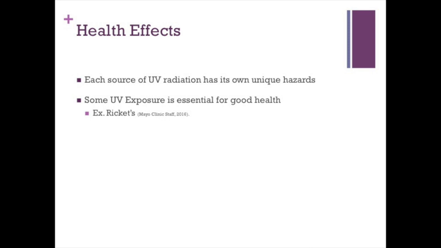If babies are not exposed to enough sunlight, they can develop a syndrome called rickets. Rickets is caused from extreme vitamin D deficiency and softens the growth plates at the end of children's bones and can lead to skeletal deformities.